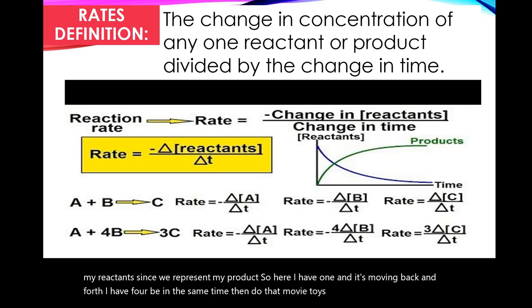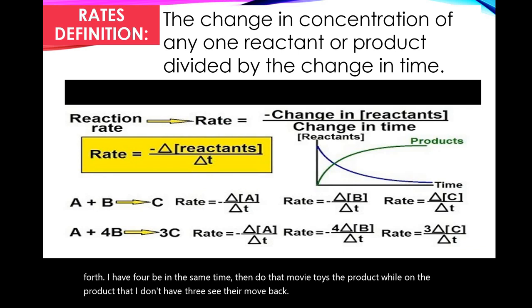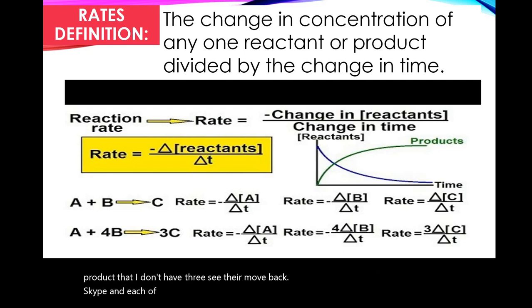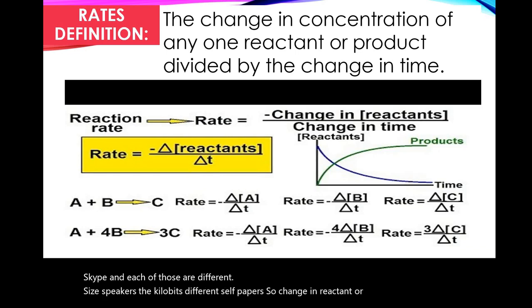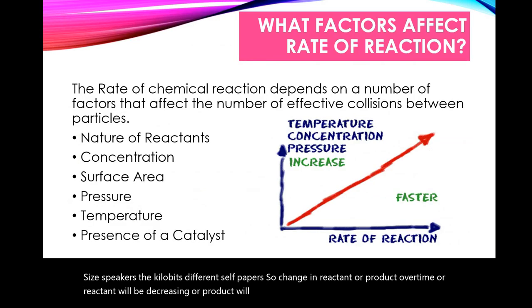While on the product side I only have 3C that are moving back. Okay? And each of those are different size beakers. Think of them as different size beakers. So, change in reactants or products over time. Our reactants will be decreasing, our products will be increasing.